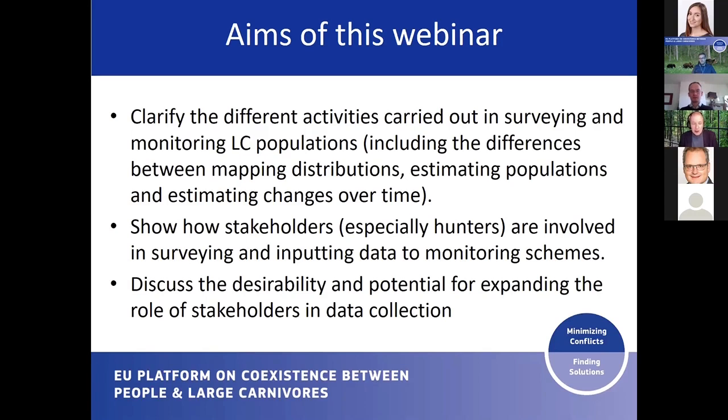We also would like to show how stakeholders, and then today in this webinar specifically, hunters, are involved in surveying and inputting data to monitoring schemes. And then a third objective of this meeting is to discuss the desirability and potential for expanding the role of stakeholders in data collection. Next slide, please.